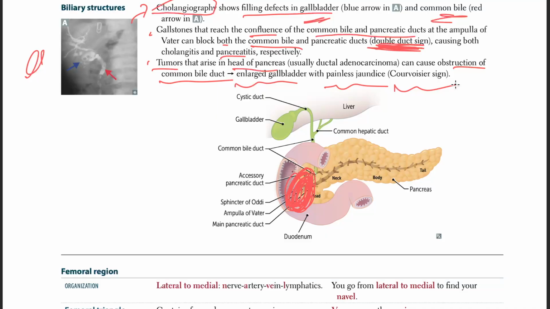Okay, so if you have a tumor at the head of the pancreas that obstructs the common bile duct, you get enlargement of the gallbladder plus painless jaundice, because the bile secretion is not going down, it's going to flow back to the liver. You will see jaundice. Okay, that is called Courvoisier's sign.